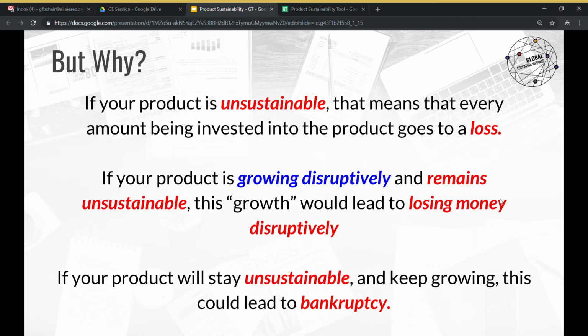Now, as you can see, of course, it makes sense because we want to make our product sustainable. We want our products to be able to maintain themselves. We want the entire organization to be able to operate as freely and worry-free as possible. And if the product is growing disruptively and remains unsustainable, then it wouldn't make sense for us to have a higher volume of numbers, but keep on losing every time that we gain those numbers.